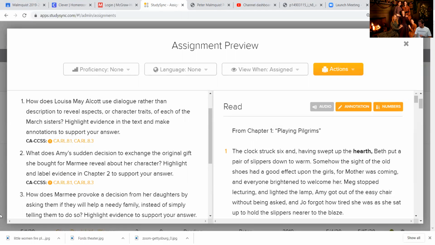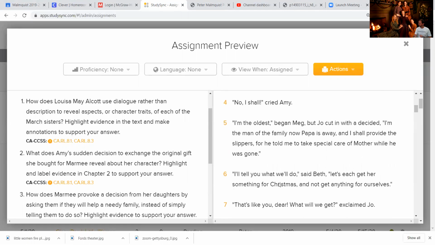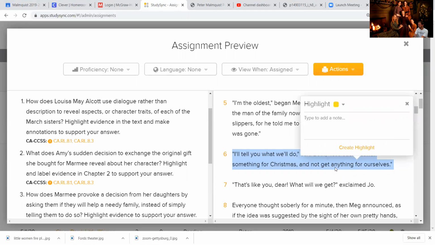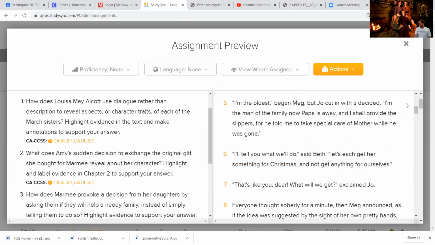Our first part, you guys, we're going to look at Beth. In chapter 1, go to section 6, paragraphs 5 and 6. Here Beth shows a lot of concern and thoughtfulness when she suggests that each of them get something for their mother instead of themselves. Paragraph 6, I'll highlight this: "Let's each get her something for Christmas and not get anything for ourselves," said Beth. You can put a note in here when you annotate.